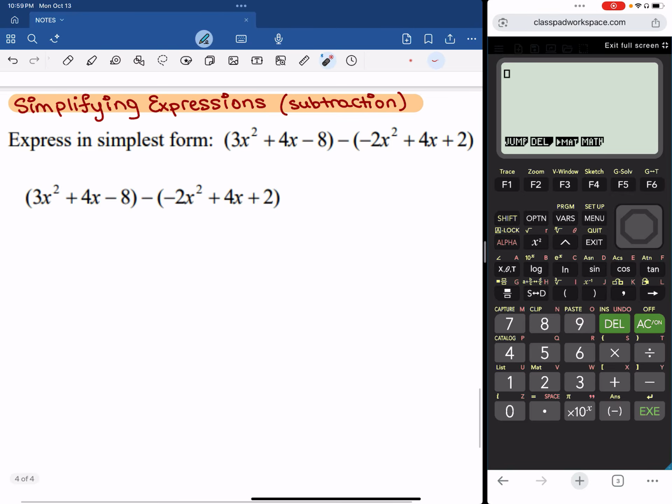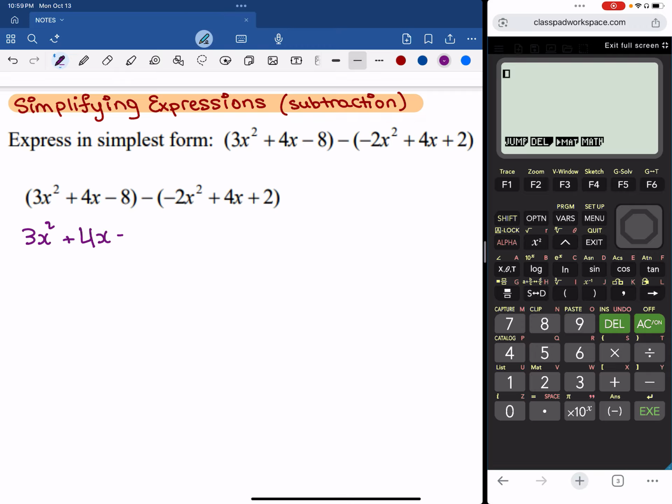So to start off, this first expression in the first parentheses, there's nothing to distribute outside here. There's an invisible 1, but 1 times any number is just going to be that number itself. So we're going to start off by rewriting every term in the first parentheses as it is. So rewriting that, we're going to have 3x squared plus 4x minus 8.